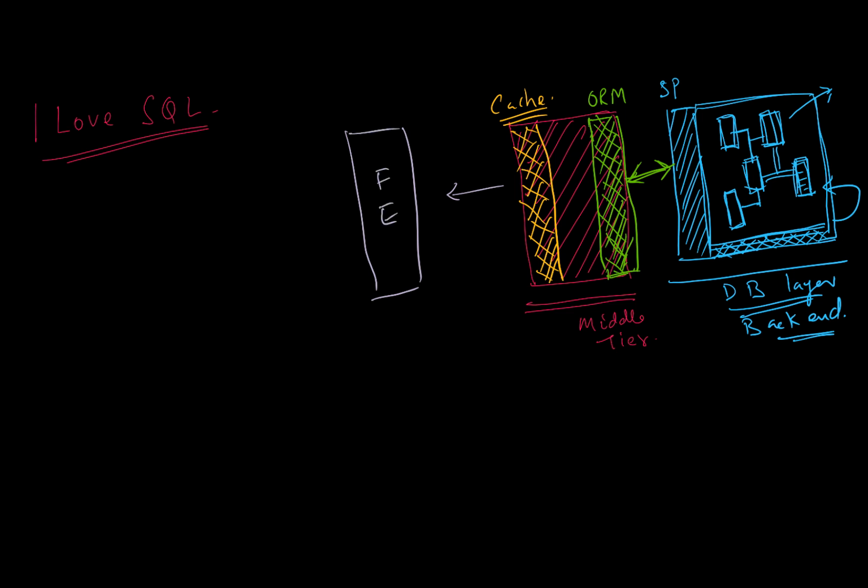And imagine if the front end requirement changes and you want to add an extra column in the backend, everything has to change. All these layers will be affected: middle tier, ORM, wrappers, stored procedures. All these 3 or 4 places you have to make changes to accommodate one change in the front end.